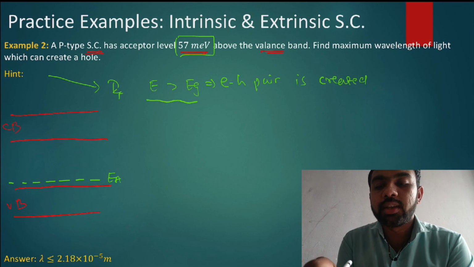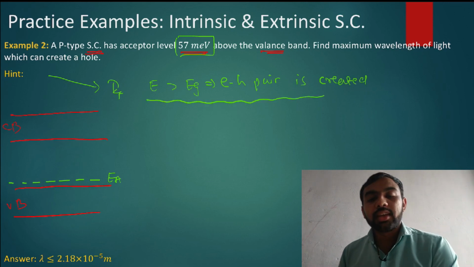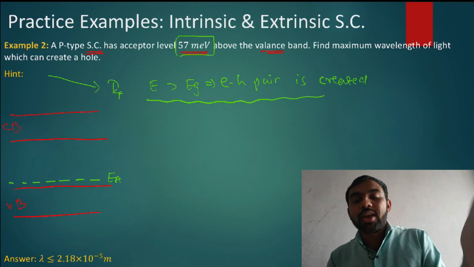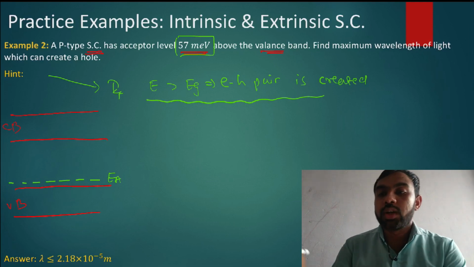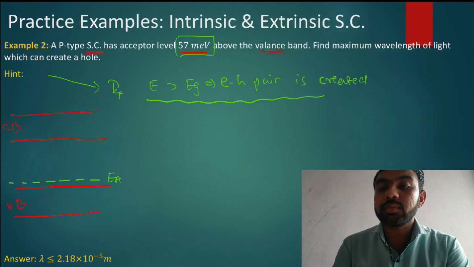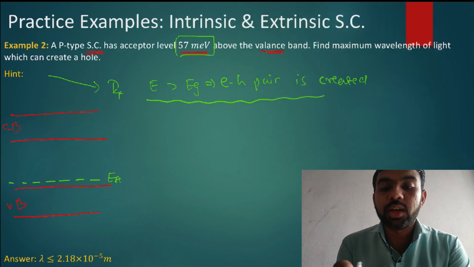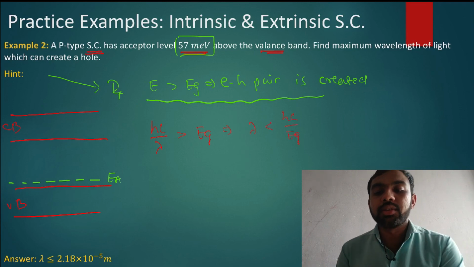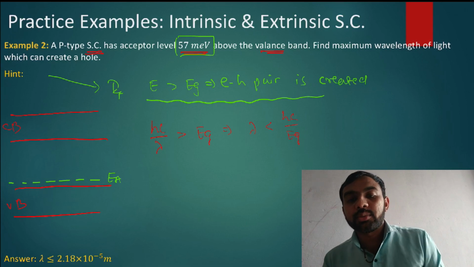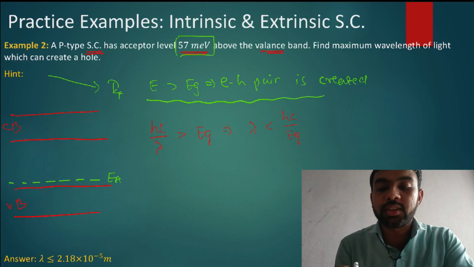So we write the hint here, as we discussed, if E greater than Eg, electron hole pair is created. ठीक है, ऐसा ही तो हमने थोड़ी देर पहले ही सीखा कि अगर इंसिडेंट एनर्जी बैंड गैप से ज़्यादा है तो इलेक्ट्रॉन होल पेयर क्रिएट होगी. तो आंसर क्या होगा इसका? इसका आंसर होगा Hc by lambda greater than Eg. It means lambda less than Hc by Eg, then electron hole pair is generated.